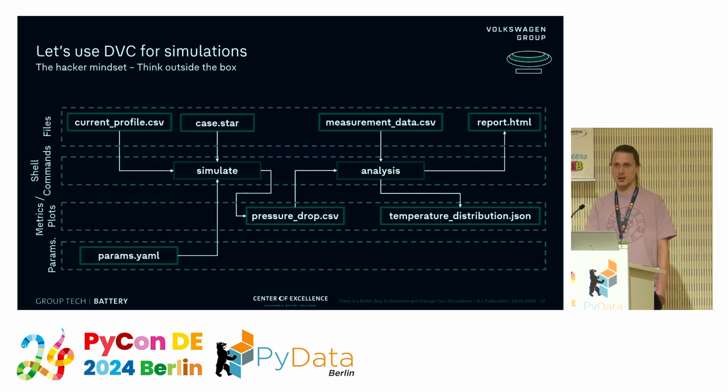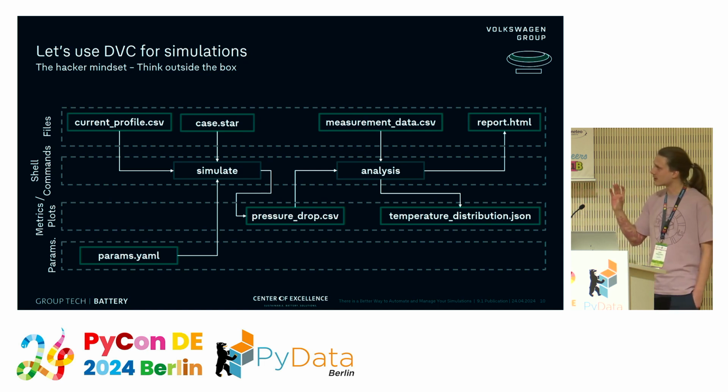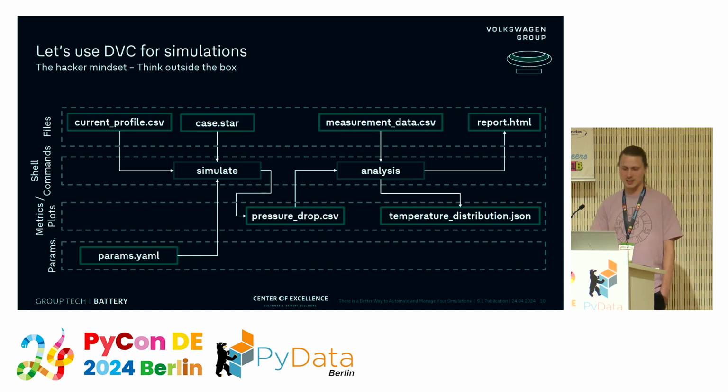Let's dive into our simulation case. So this is the visual demonstration of how it looks. We have two stages, two shell commands we're executing here, called simulate and analysis. Into the simulate stage, we input the current profile, we pre-computed the case.star file, which is the simulation file, and also some parameters we defined. And then at the output, we just get the pressure drop out of the simulation, and then we feed this into the analysis.